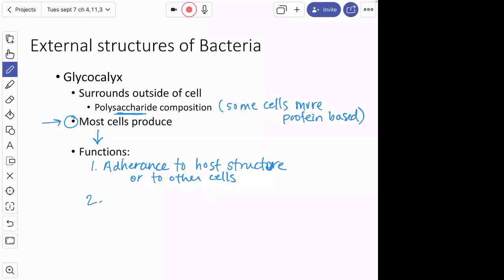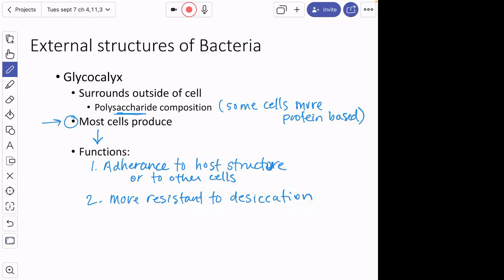Another function, it makes the cell more resistant to drying out, to desiccation. Okay, a cell that, say, gets coughed out of our lungs and maybe lands on some surface, it's not going to dry out as quickly if it has a glycocalyx around it to keep it moist. Okay, so it's going to be viable for longer, maybe out in the environment.